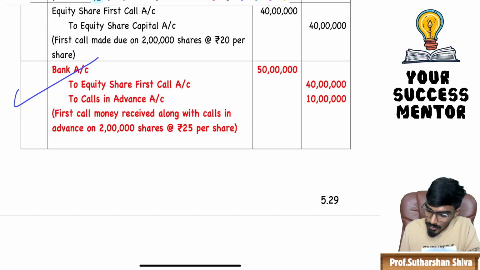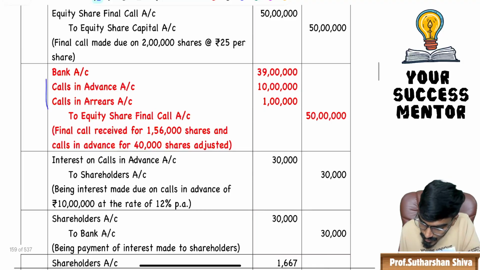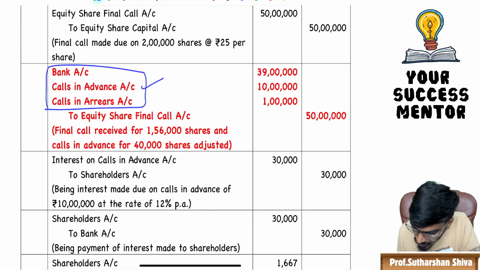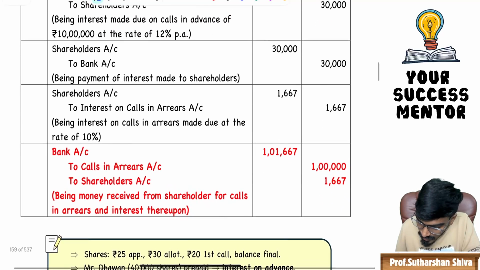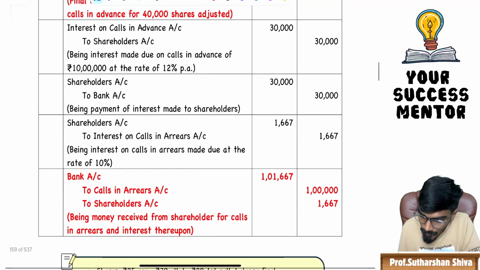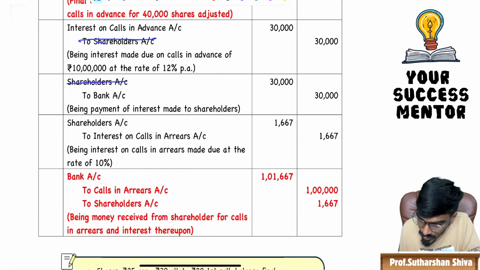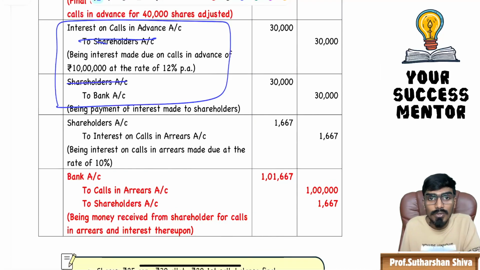This will be the one entry, but in that itself I have given a different one. This is the one thing you need to be very careful about: the reversal should be taken care of. Calls in advance we are reversing, calls in arrears we are creating. Okay. Yes, sir. If I comprehensively see, this will be one compounded entry. Yes, sir.